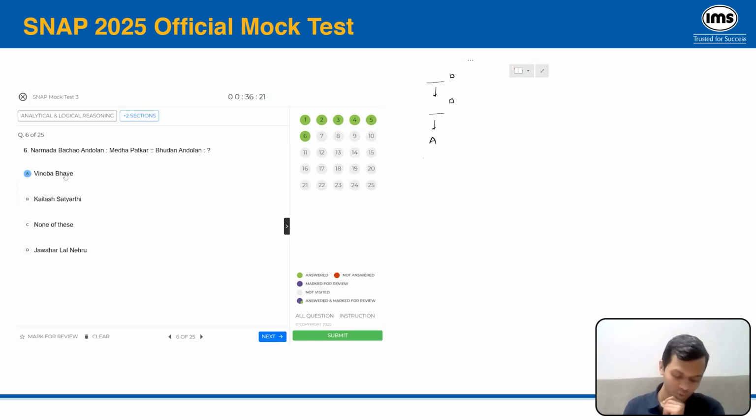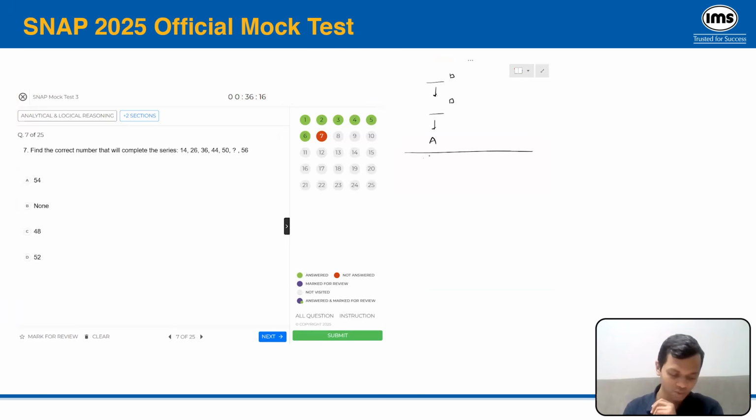Hudan Andolan. Was it Vinoba Bhave? I think. But GK questions don't appear, by the way. So you can ignore this that appeared just now.